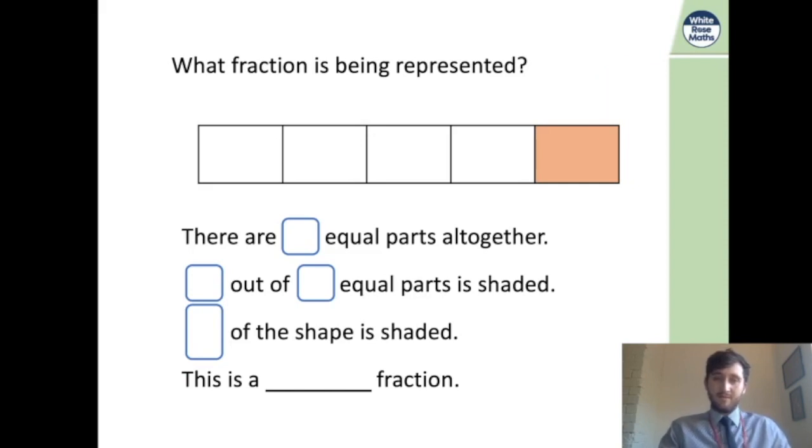Okay, then let's see. So what fraction is being represented? Well, I know that there are 1, 2, 3, 4, 5 equal parts altogether. That's how many there are. And then I know that 1 out of 5 equal parts is shaded, because there's only one a different colour. So therefore, my numerator is going to be 1 and my denominator is going to be 5. So that makes it 1/5 of the shape is shaded. And now, is it a unit fraction or a non-unit fraction? Well, as it has got a 1 as my numerator, that means it is a unit fraction.